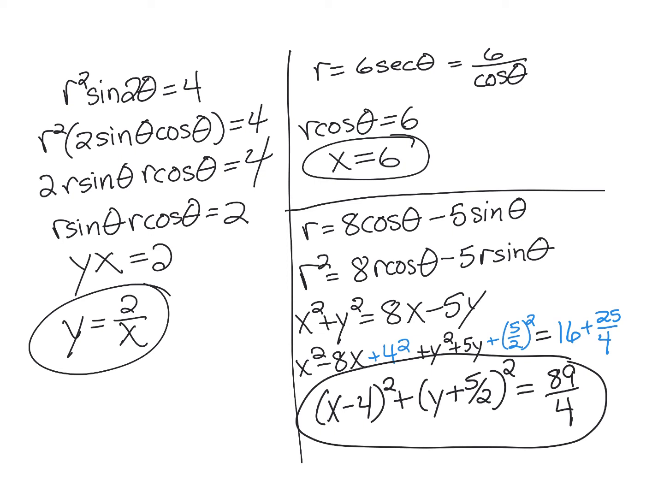But if I really want to dig deep into this, I'm going to move that 8x over to be with the x squared, move the 5y over to be with the y squared. I'm going to complete the square. Half of the 8 is 4, square it and add it to both sides. Half of 5 is 5 halves. Square it, put a plus in front of it on both sides. Calculate this, and you get your radius squared. Write these two things as perfect squares, and you can find your center. So you have a circle centered at (4, negative 5 halves), with a radius of square root of 89 over 2.